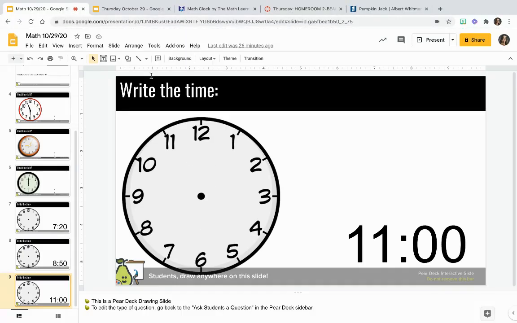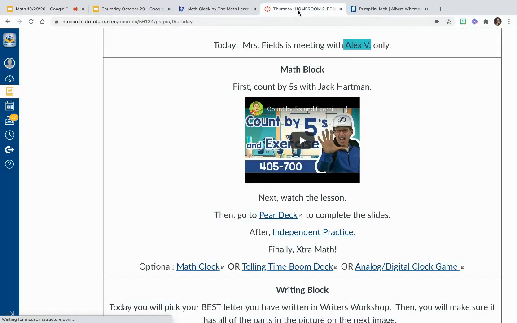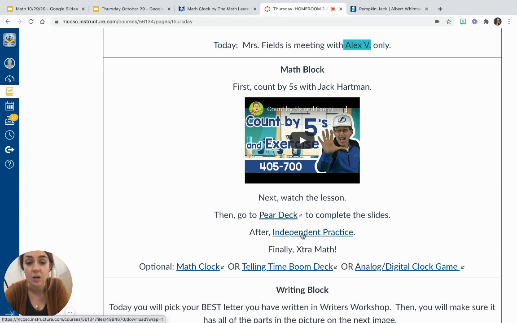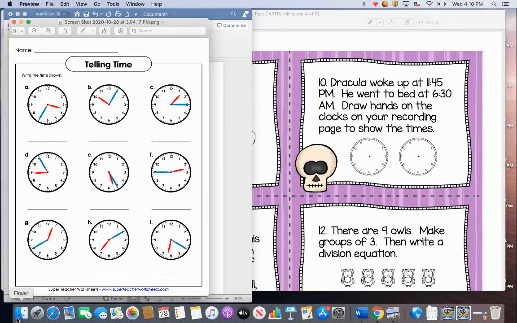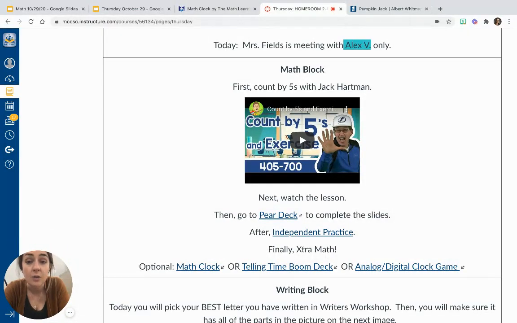Or Pear Deck. So then let's hop back over. I know it's really confusing. So Pear Deck, you will have finished that, and then you're going to click on the independent practice. If you can print this, that's awesome. If you can't, you can just write the times on a separate sheet of paper. But you will do that for these 9 questions. You'll write the time. Then you need to do extra math. And then there's 3 options.